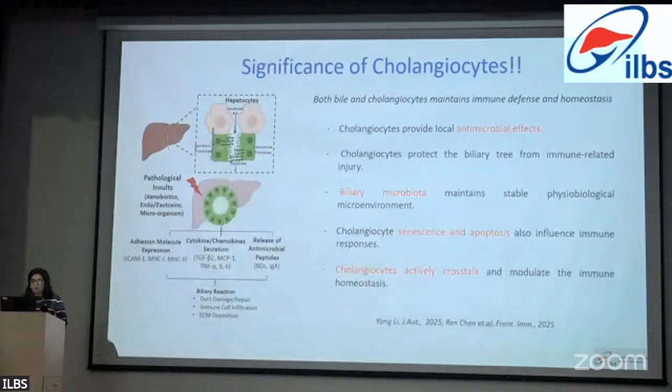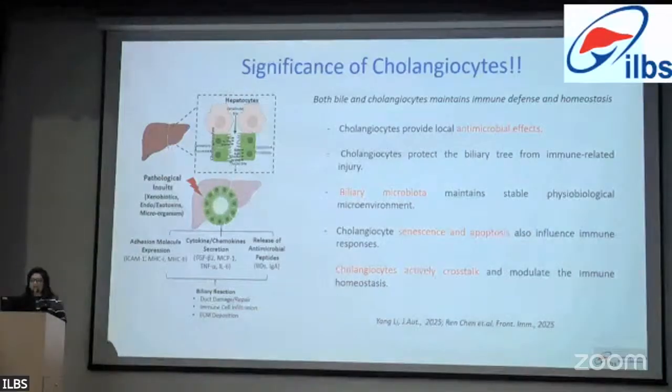Why is it so important? Both bile and cholangiocytes maintain immune defense and homeostasis. Cholangiocytes release a lot of antimicrobial effectors because they form a kind of barrier to any pathogenic attack, and they protect the biliary tree in general. Similar to gut microbiota, there is a biliary microbiota which maintains a stable physiological microenvironment.